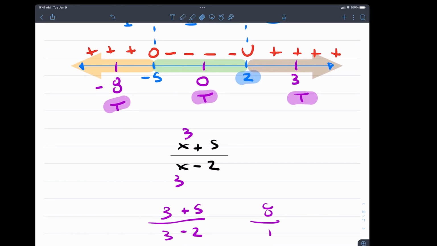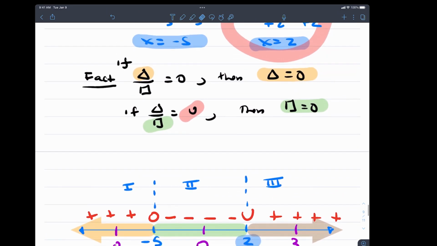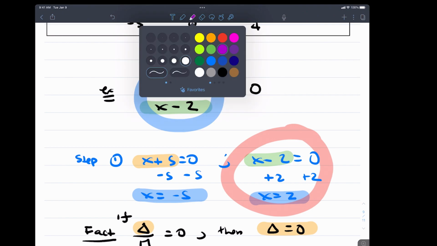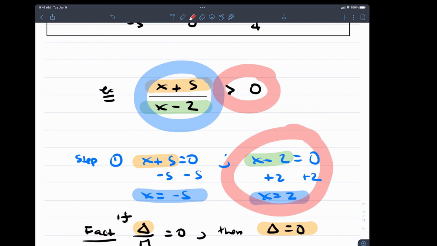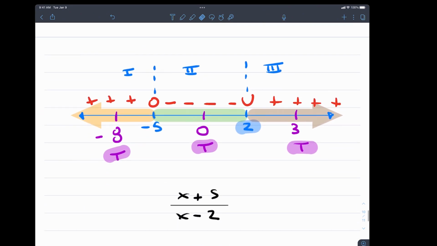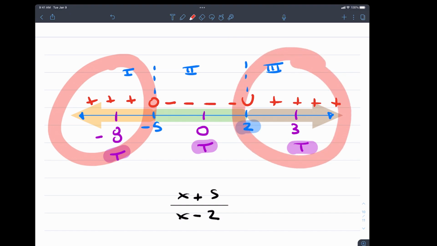All right. So what was the question? Do you guys know? They want to know where the fraction is greater than 0. What does that mean? Where's the fraction positive? What regions are positive? Region 1, region 3. So that's what we have to graph.